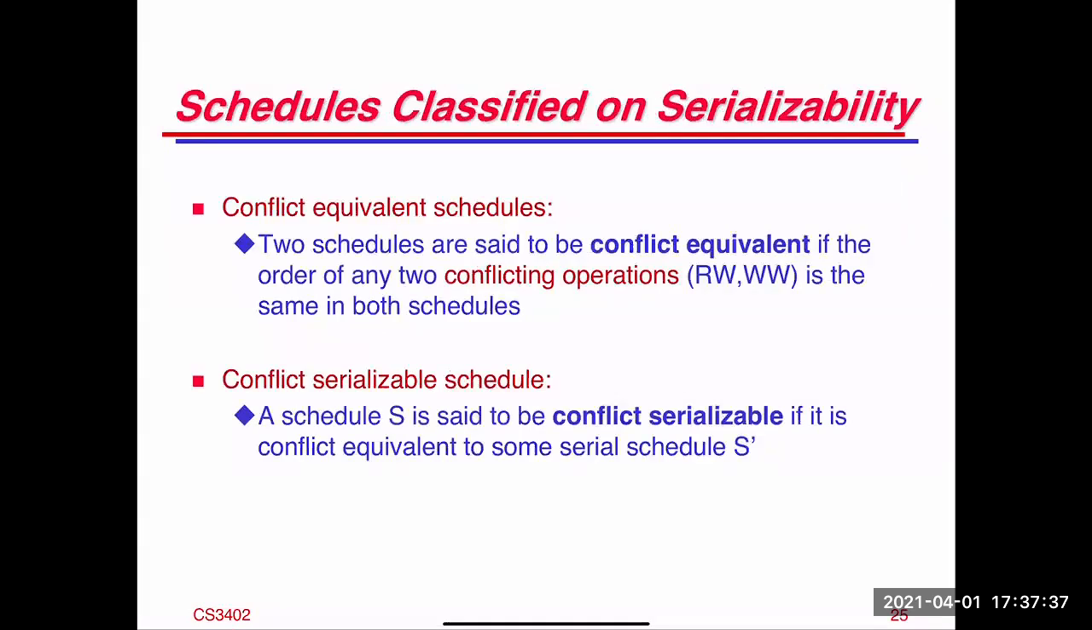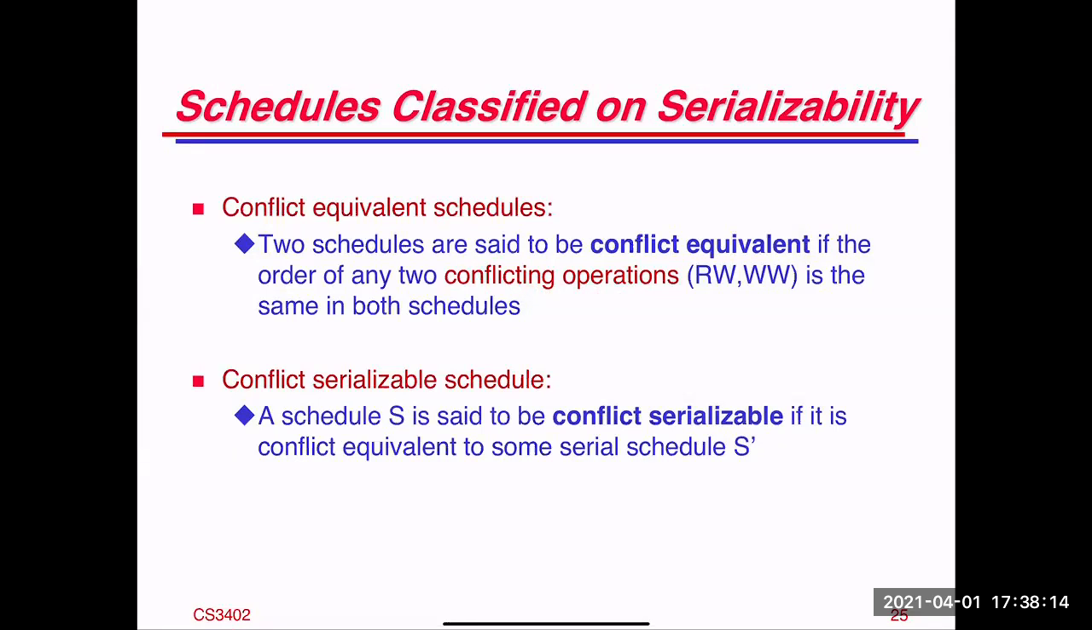So let's classify schedules depending on whether they're serializable. And to this end, we need to define what we mean by conflict equivalent schedules. Two schedules are called conflict equivalent if the order of any two conflicting operations, meaning a read-write or a write-write of the same item, is the same in both schedules. Okay, so we'll see some examples of what we mean by that. But the definition is quite simple because I only need to look out for these conflicting operations.